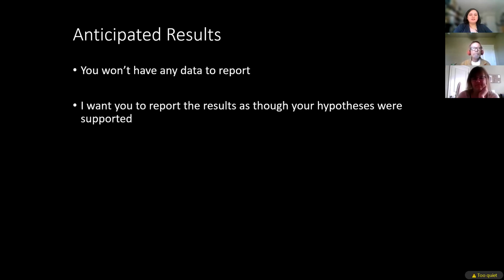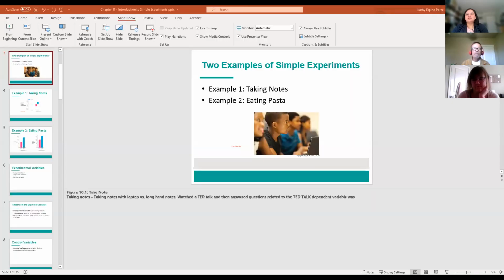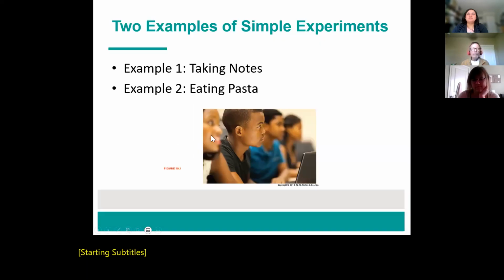I think I will stop here and we'll talk about anticipated results shortly after. But I did want to clarify what the difference was between an experiment and a correlational study. Because it was so common, it made me feel like maybe I didn't explain it thoroughly. So I just wanted to review it.